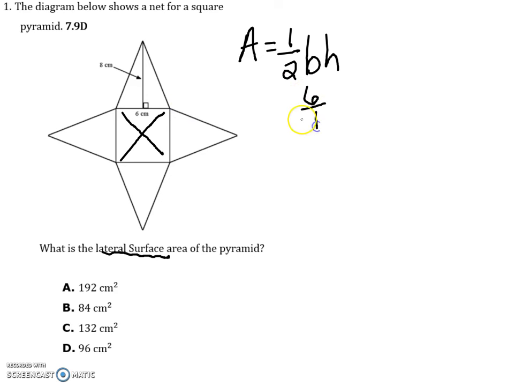So if you remember, lateral surface area is everything but the base. So in this case, we do not need the square. We do not need this length. But we do need the lateral surface area. And if you remember how to find the area of a triangle, it is area equals 1/2 base times height. The base is 6. The height of the triangle is 8.